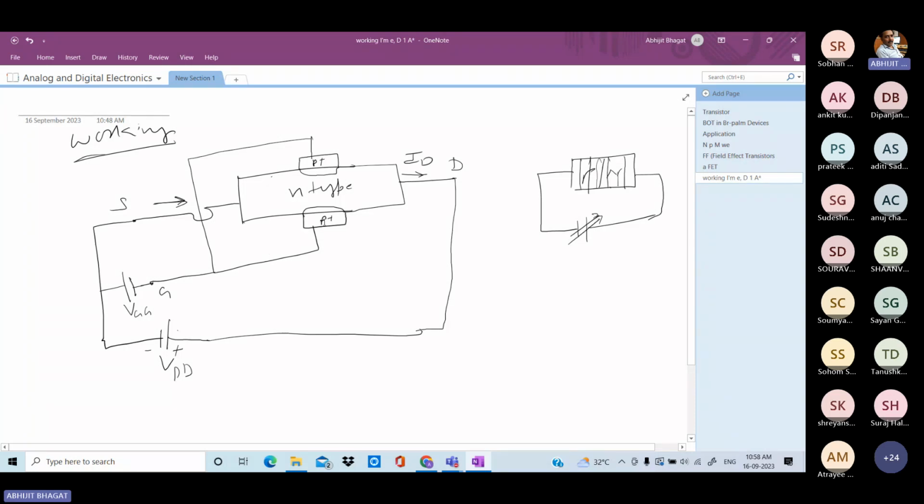तो ये जो P रीजन है, ये रिवर्स बायस हो रहा है, गेट टर्मिनल रिवर्स बायस हो रहा है, तो there will be creation of depletion region, same as PN junction diode. तो इसमें होता क्या, देखो, जब ये वोल्टेज हम लोगों ने नहीं दिया था, in that case when you supply this VDD, this current is flowing through the semiconductor bar. इस बार के इस पॉइंट से करंट.